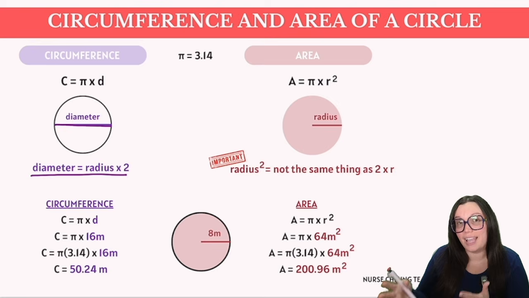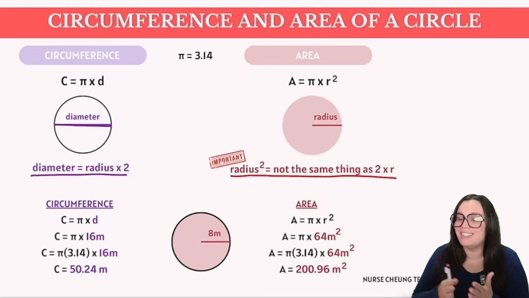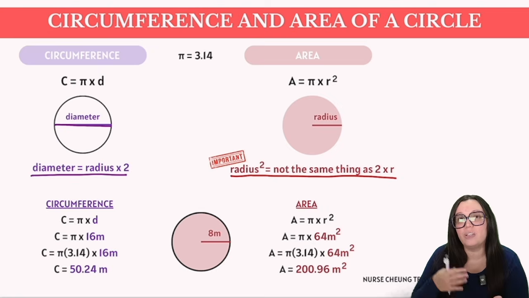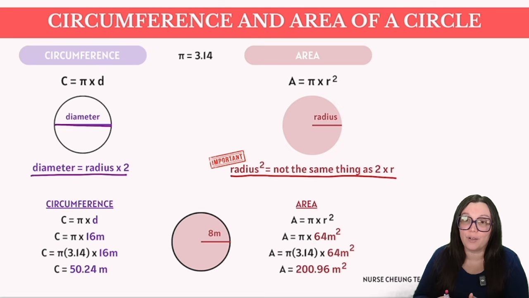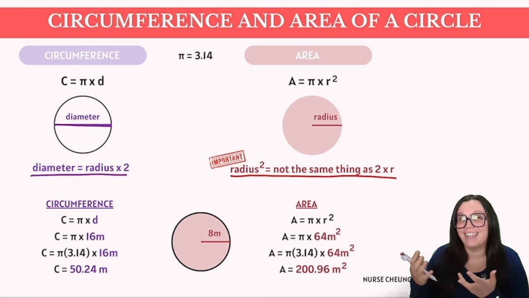So when we're talking about area, we're going to do something a little bit different when it comes to our radius. We're going to actually square our radius. And when we talk about squaring, it is not the same thing as 2 times r. When we square, we actually multiply the number by itself. So if our radius was 2, 2 times 2 is going to equal 4. If our radius was 5, 5 times 5 is going to equal 25. So that is the big key difference between diameter and radius when we're trying to figure out circumference and area.